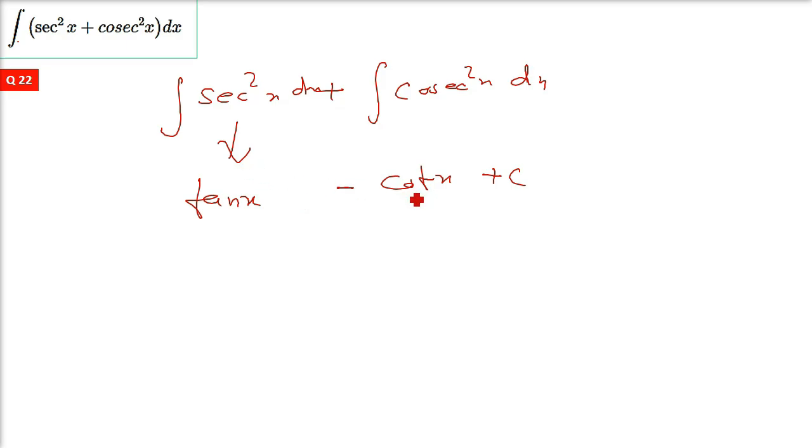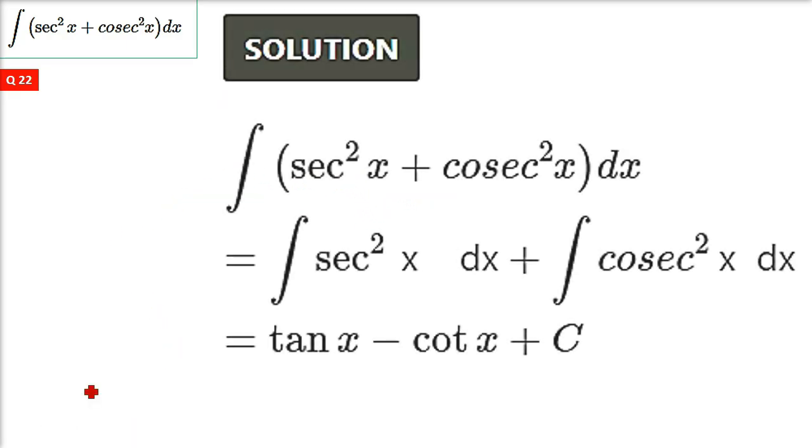Sorry, there was a mistake I just made. It's the integration of cosec square x, which is minus cot x. So let me tell you again: sec square x integrates to tan x, and cosec square x integrates to minus cot x. I just said minus cot x cosec, that was a fault. Integration of cosec square x is minus cot x.